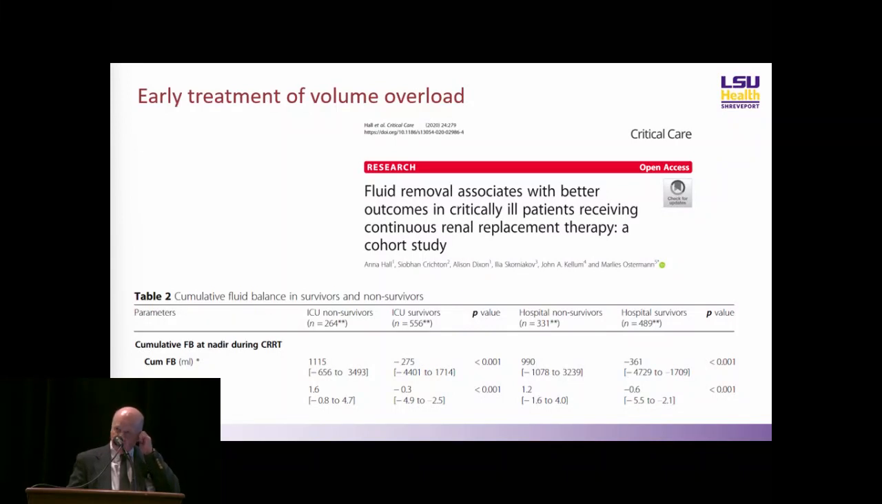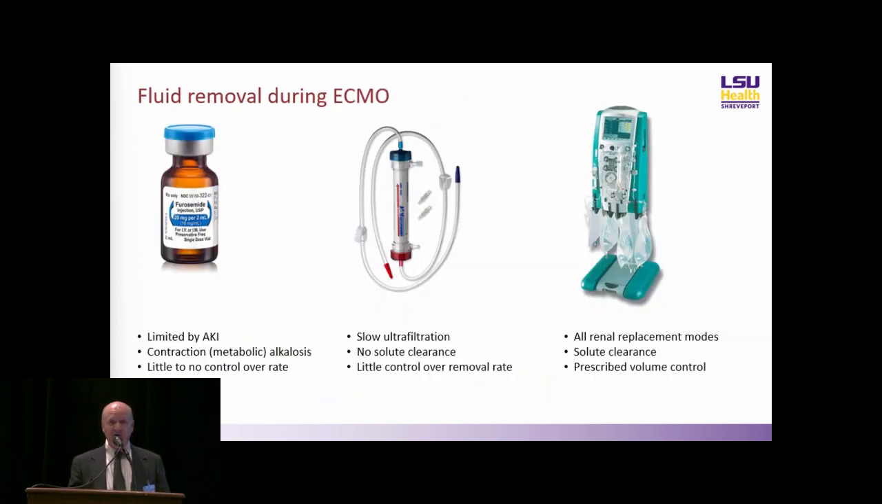Does treating volume overload early and trying to prevent it help? It appears so. And this is data here that shows that non-survivors had a higher fluid balance compared to survivors, in which they were able to keep the patients from getting hypervolemic in the first place. How do we get fluid off? Diuretics, a lot of limitations in ICU patients. Hemofiltration or ultrafiltration, great for getting fluid off, but does not affect clearance. And what we do nowadays is we go to continuous renal replacement therapy machines. We plug it into our ECMO circuit, and we dial in what we need. We dial in fluid removal, we dial in renal support.